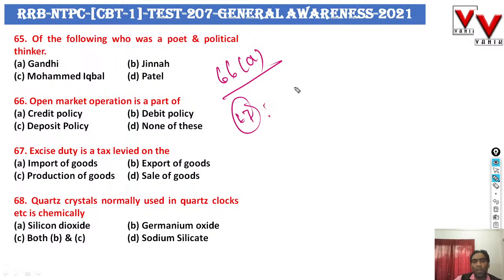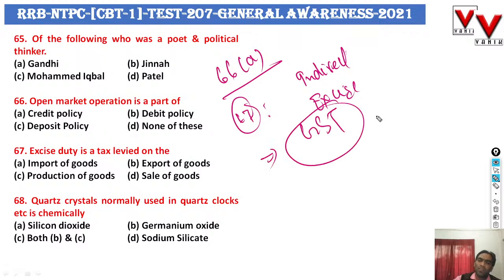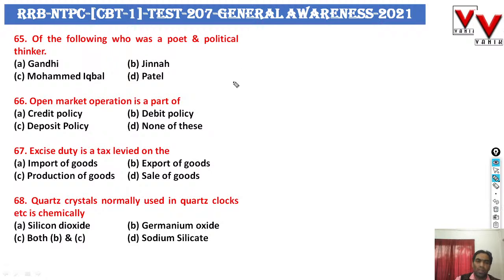Question 67, excise duty. It is part of the indirect taxes. Excise duty is an indirect tax, though it no longer exists because it has been subsumed in GST. But excise duty was levied on production, and it was a source of income for the government. So excise duty is levied on the production of goods. Earlier it was so, and now it has become part of GST. GST has already subsumed excise duty. So the right answer to 67 is C only.